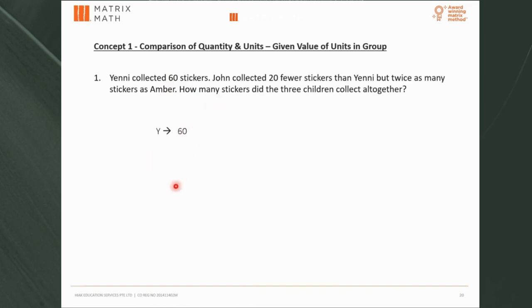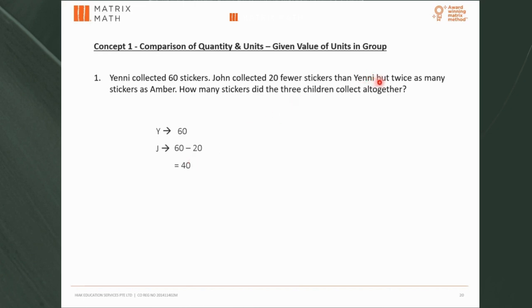Now, we can go on to do John. Right, so we list out J with an arrow. John collected 20 fewer than Yenny. 20 fewer means 20 fewer than this 60, because 60 is Yenny. Okay, that means John collected less. So if John collected less, Yenny is more. I have to find John. How do I find that? I have to subtract 60 minus away the 20. All right, that means John has 40 stickers.